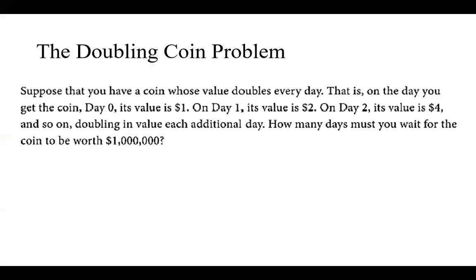So here we go. Have you guys ever heard of the doubling coin? No? Maybe? Yes. Well, it's usually one of the most commonly used statistical problems. But suppose that you have a coin whose value doubles every day. That is, on day one, the coin is worth $0, I mean, worth $1. So at day zero it is worth $1. Then on day one it is worth $2, and then it continues on and on and on, right? What would that look like?